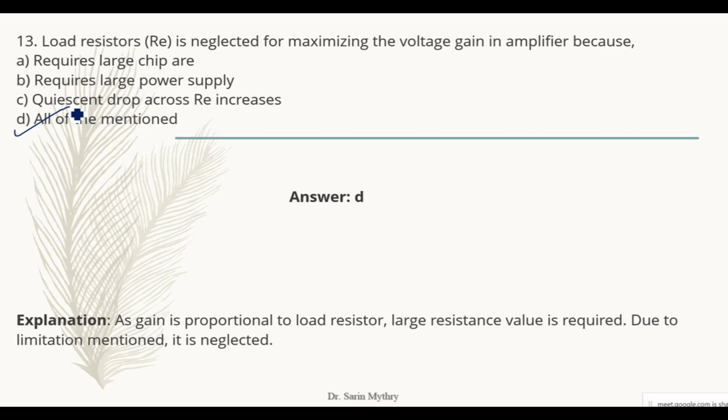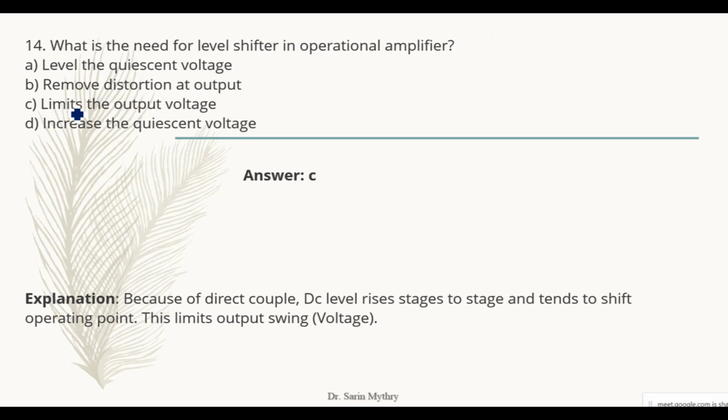So option 4 is the correct one. Next one. What is the need for level shifter in operational amplifier? Just now we have studied what is the need for level shifter. Level shifter is what? It limits the output voltage. Level shifter means what? It acts as a buffer.